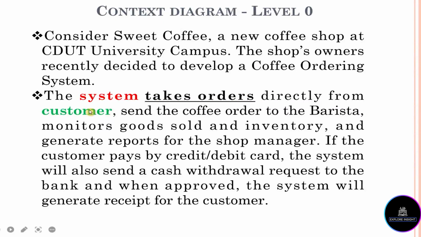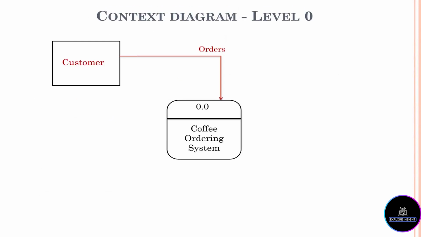So let's go ahead and draw this. So this is what we'll have. Remember, I will be using the Gane and Sarson notation in my videos. So the reference number is 0.0. Here we have the coffee ordering system. The data flow, we have orders. And the entity, we have customer. So it means the customer sends orders to the system.